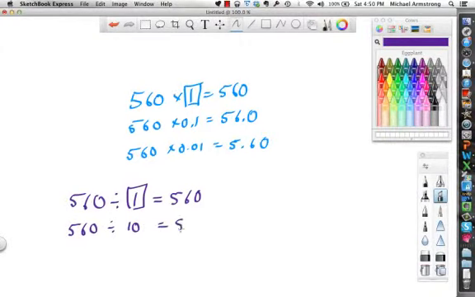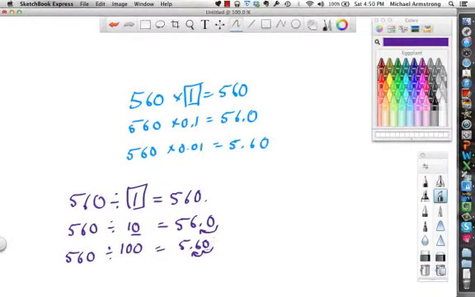We actually get 56.0. Okay, and we do 560 divided by 100, we get 5.60. So when we divide by 1, divide by 10, divide by 100, we just keep moving that decimal over. It's here, and then we move it 1 for the 10. We move it 2 for the 100.